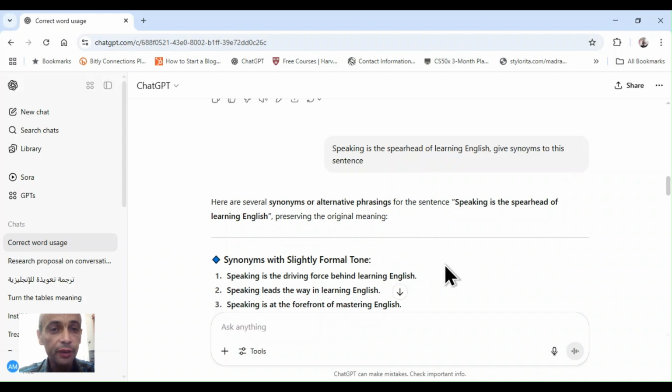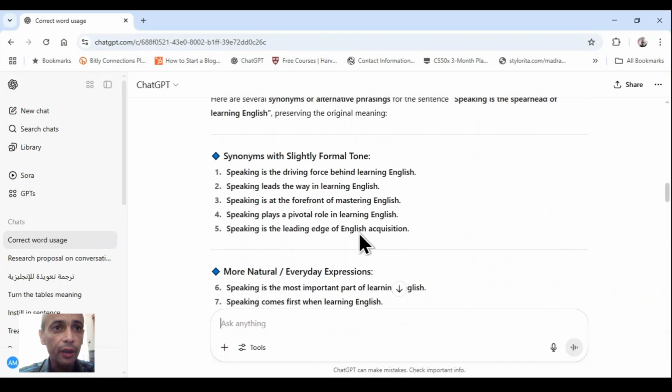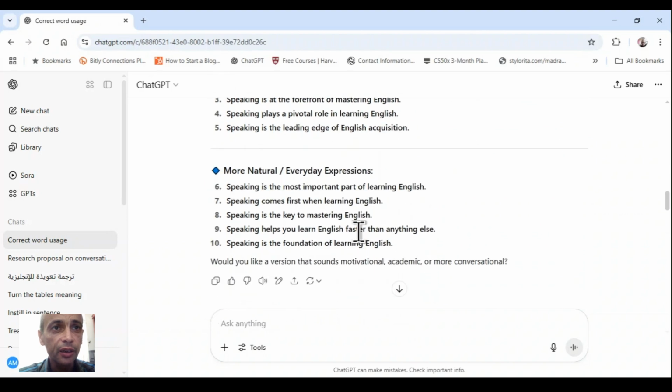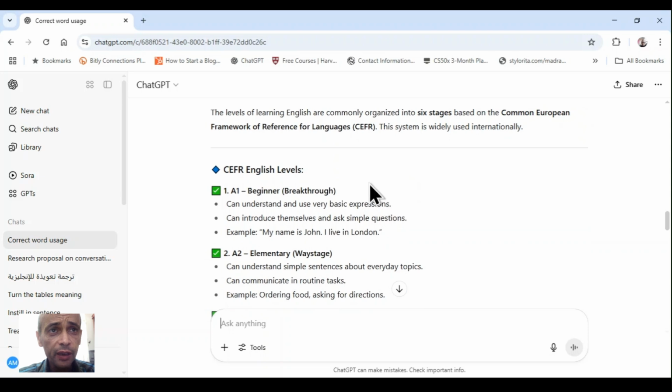If you look on the screen, you will find that there are different stages of learning English. I asked ChatGPT. The levels of learning English are commonly organized into six stages based on the Common European Framework of Reference for English. We have six levels.